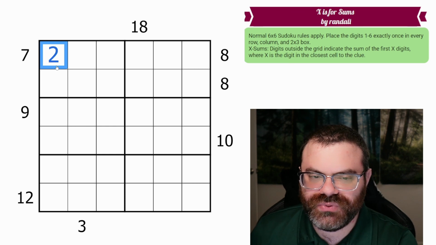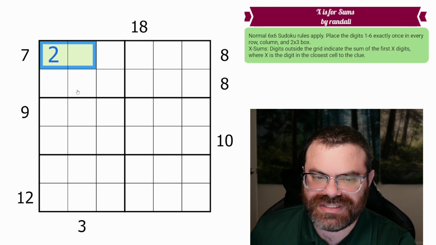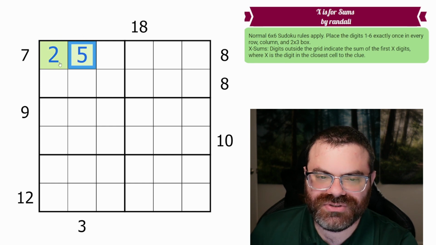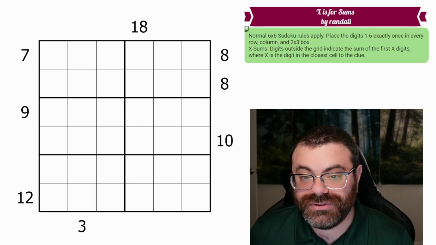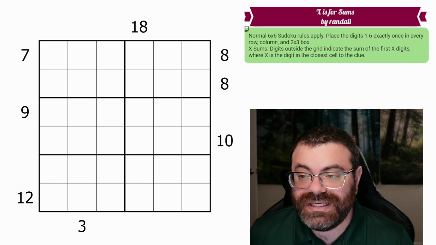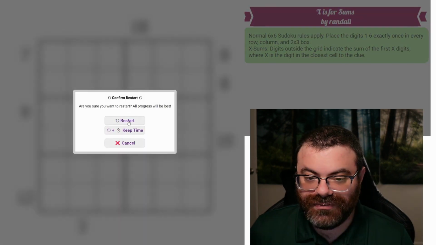Well, if this was a 2, then that means we use these first 2 digits only, and we make those add to 7. So we could do 2 plus 5, for example. I'll leave it up to you to look for other examples. But those are the rules. There's a link in the description if you'd like to try the puzzle yourself. And I'm going to get started right now.